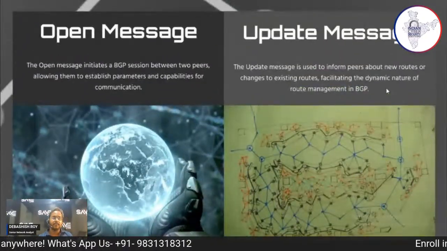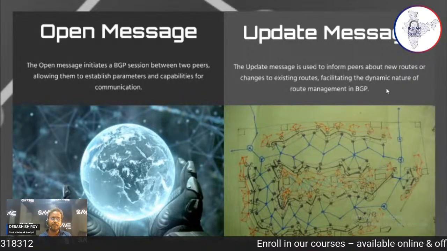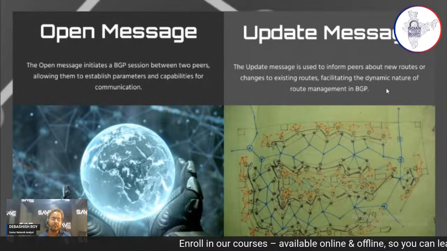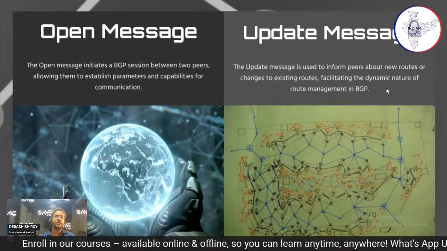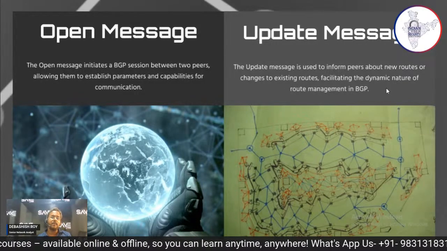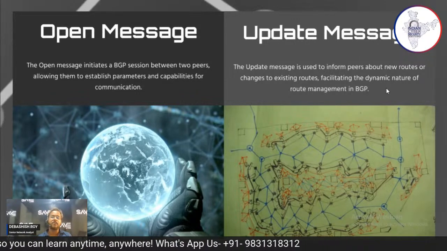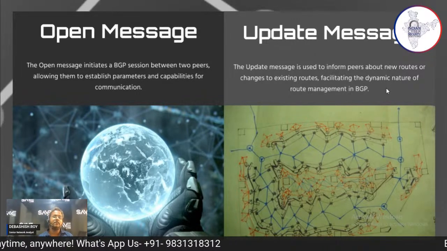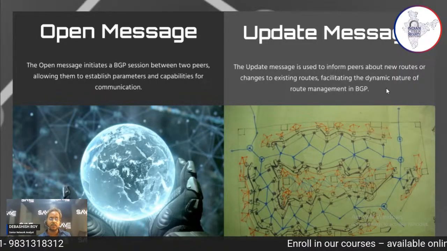Now it has the open message, not only the update. The open message initiates a BGP session between two peers. So it is the first message, you can say, and BGP also has certain states. The open message is initiating a connection between the BGP neighbors or the BGP peers, and it allows them to establish parameters and capabilities for communication. This is the first stage of the communication.